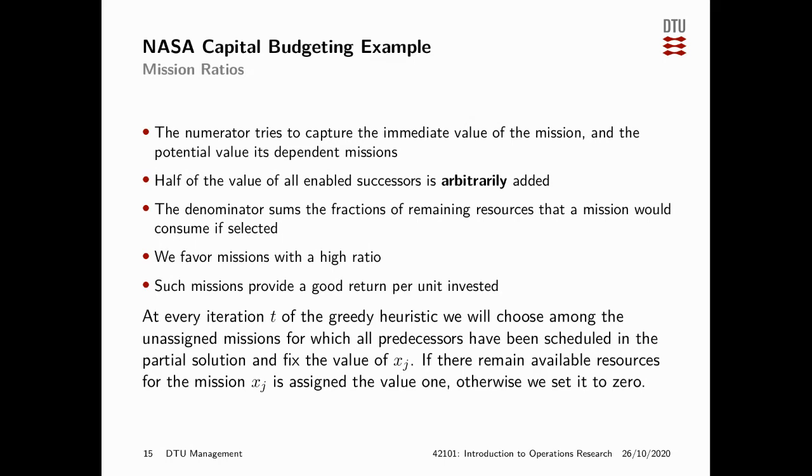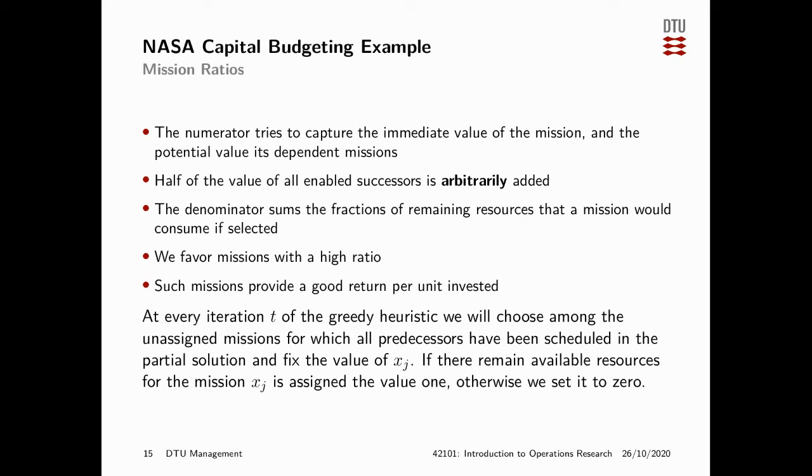But there's not really any indication that this is the best thing to do right here. And the example is designed to show you that although you think you're building in reasonable logic, you can't capture everything. And you will see from the results that this may not even be a good heuristic for this problem. The denominator is summing the fractions of the remaining resources that a mission would consume if selected. And of course, we favor missions with a high ratio. They're giving us the best, what's called bang for buck in the objective. So per unit invested, they're giving me the best return.